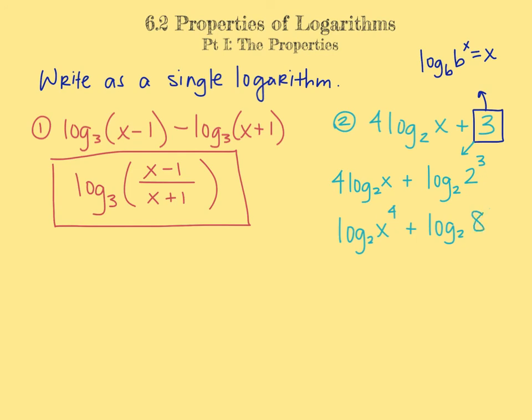Our final step now can use the product rule to write it as a single log. So this is log base 2 of u plus log base 2 of v. That really means we can rewrite this as log base 2 of u times v, which is x to the 4th times 8, or the way we want to write it is the 8 first, just like that. So we have now combined this and written as a single log using our algebraic properties of logs plus this other property of logs.